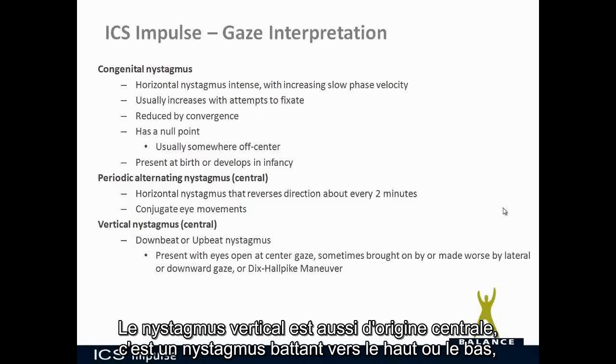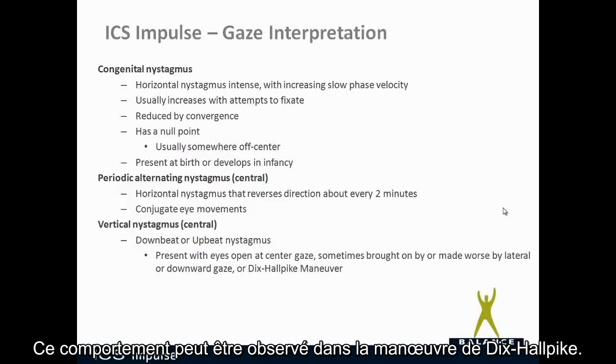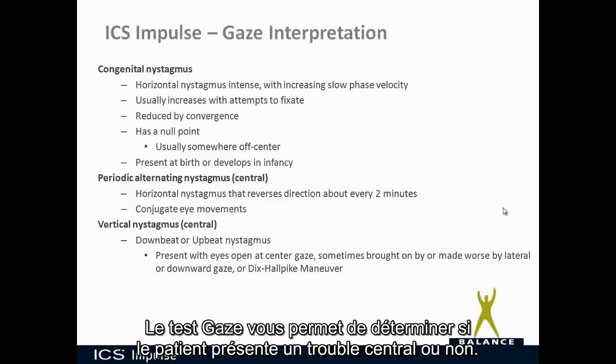Vertical nystagmus is another central origin, a downbeat or upbeat nystagmus, present with eyes open at center gaze, sometimes brought on by or made worse by lateral or downward gaze, and you sometimes will see this in the Dix-Hallpike maneuver. So gaze will help you determine whether the patient has a central disorder or not.